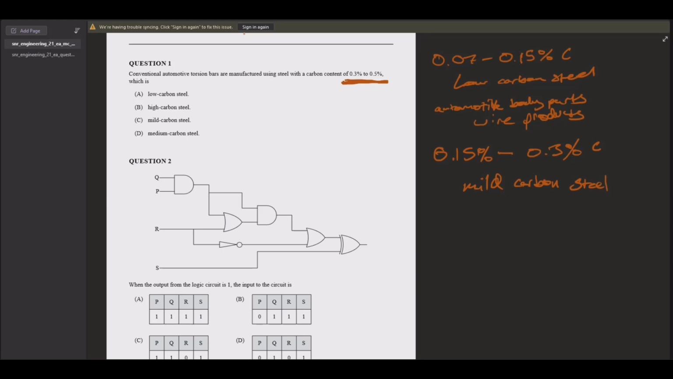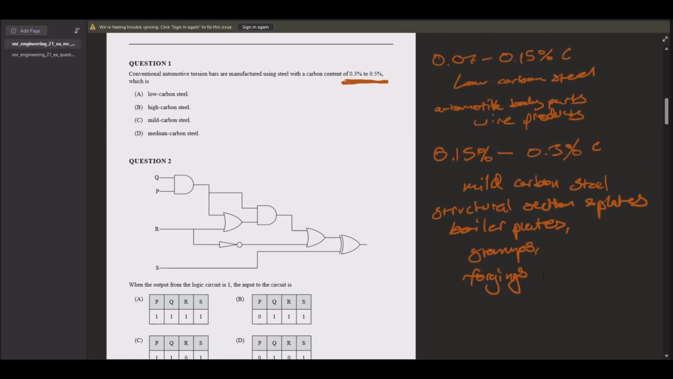So in your mild carbon steel, it's a really common material. You can be using it for structural sections and plates. You can also use it for boiler plates, stamps, and it's another thing, forgings. So there's two metals actually that are used for forgings, and that's mild carbon steel and also medium carbon steel, which is the next one along after these.